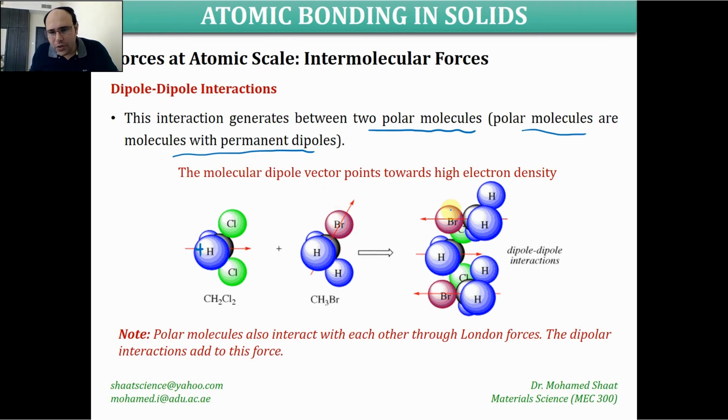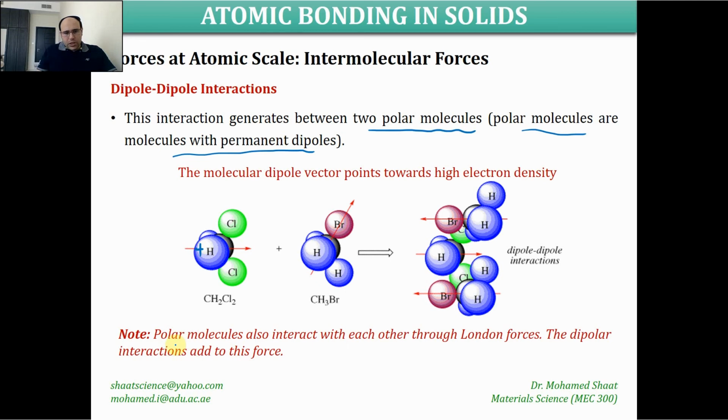So we have a negative charge that will be attracted to the positive, and the positive will be attracted to the negative. So this will create this dipole-dipole interaction. The dipole-dipole interaction works very similar to the other types, but it generates between two polar molecules. Make sense? So the molecular dipole vector points towards high electron density. As I mentioned, this is more negative, this is the direction of the more negative.